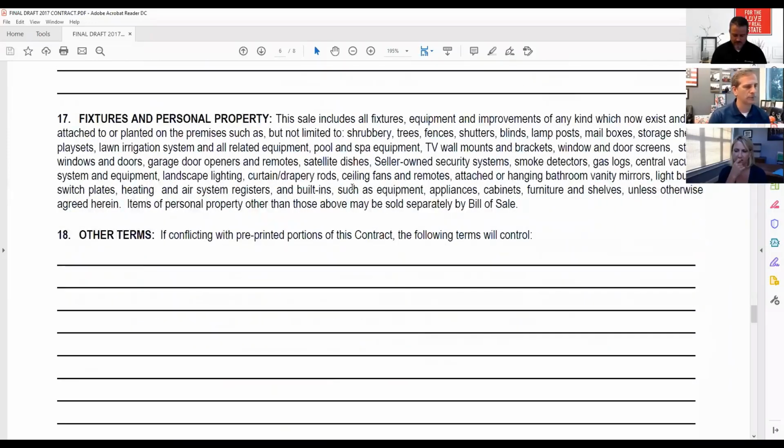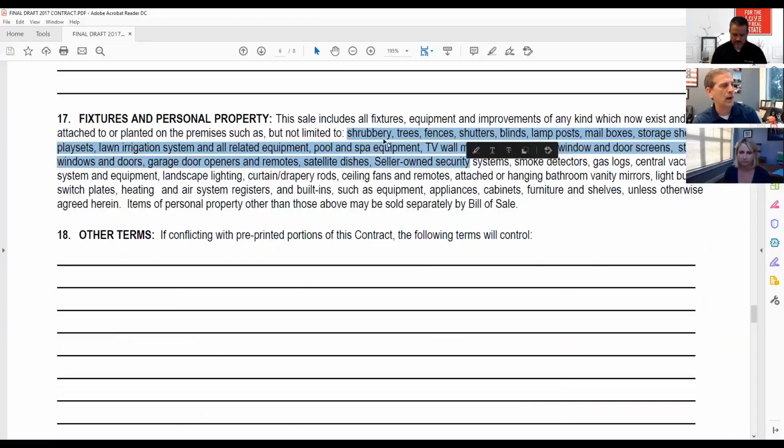We had a really good discussion. Paragraph 17, fixtures and personal properties. We did an excellent job defining what fixtures and equipment are. People call me all the time and say, hey, are lamps or blinds fixtures? And my response is to read the contract. It tells you what these things and others are.